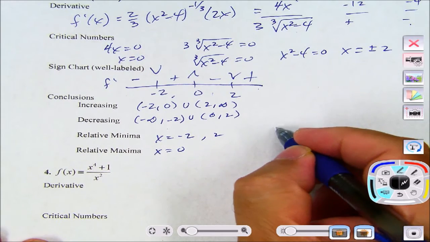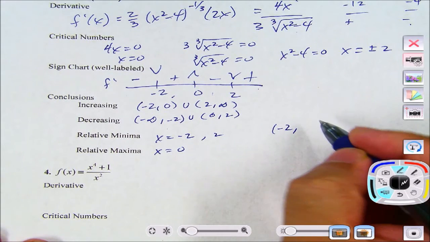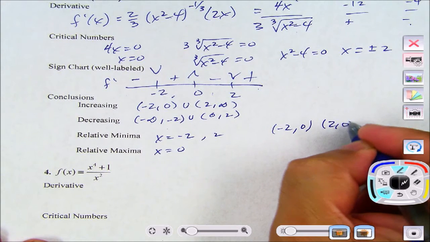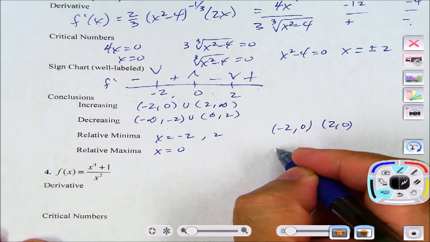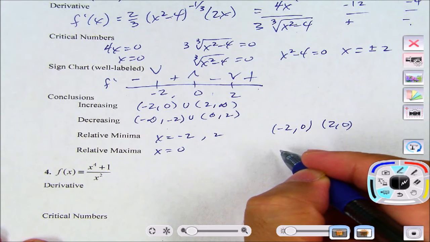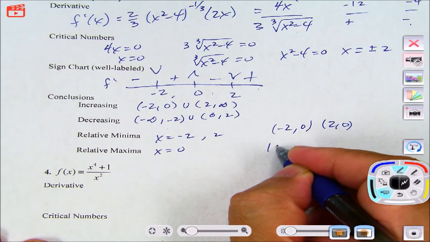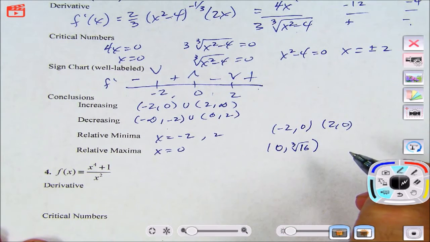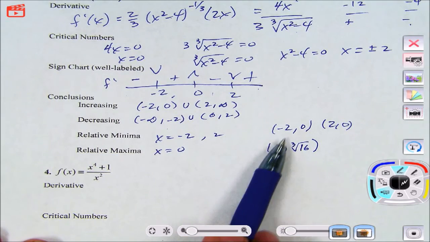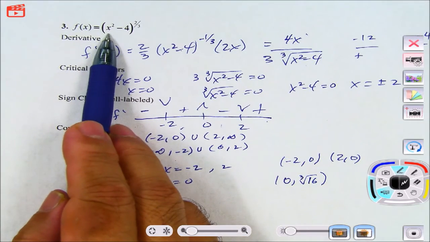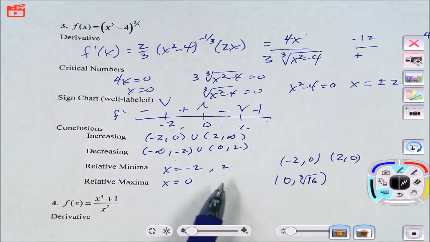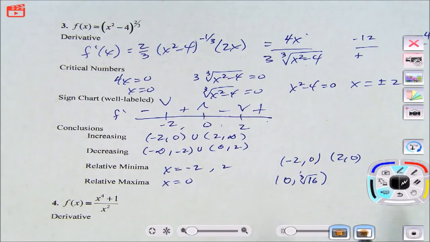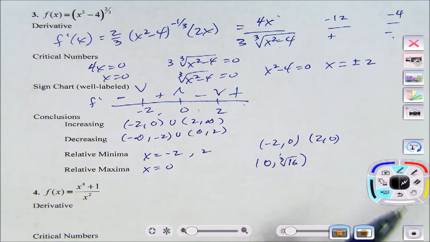Let's get the y values. So it's at -2 comma 0, and 2 comma 0, and at 0 it's, what is that? Cube root of 16? So I just plugged in -2 into the original, yeah, the original. That's how I did it so fast. Oh, number 4 is very unfriendly.